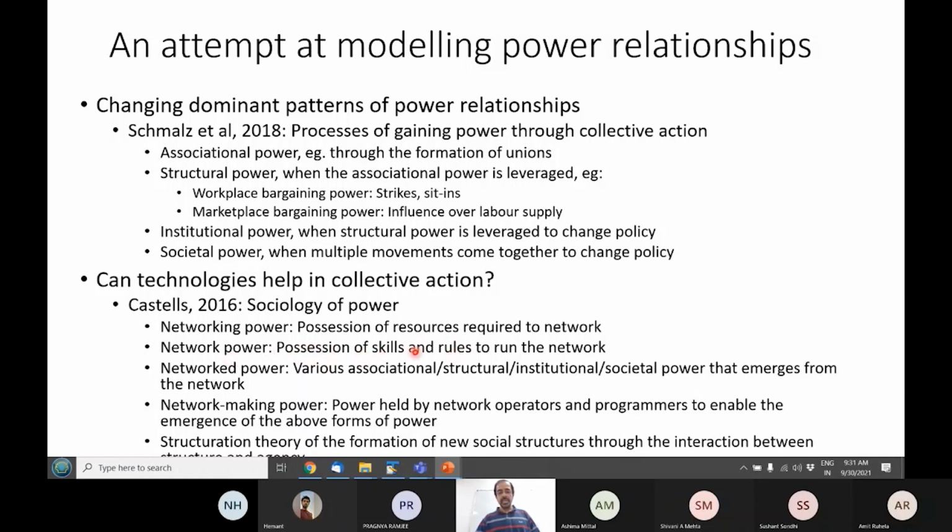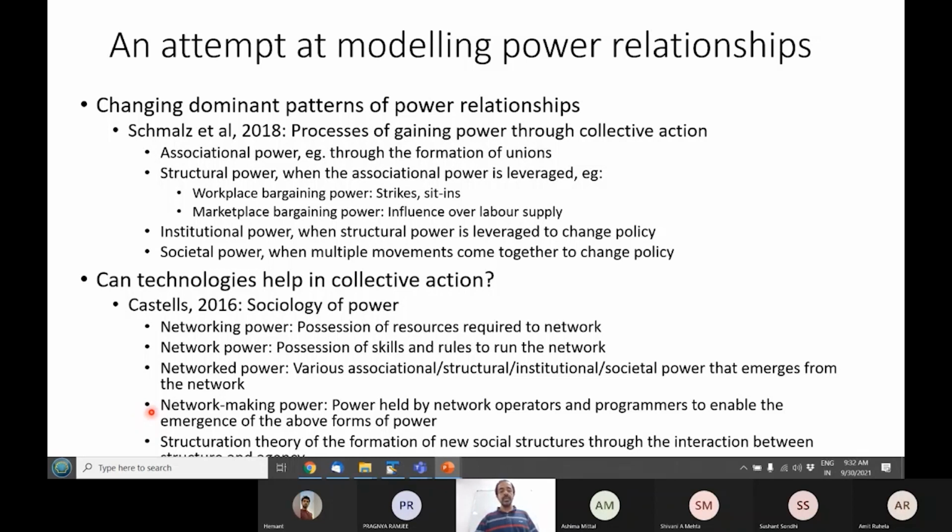Then once you do that, you should be able to run the network itself. If you're running a social media group or something, then you need skills to do that. Once that happens, then there is networked power which emerges, that the network will then be able to apply itself, just like over here, at the associational, structural, institutional power that might emerge. And then these networks themselves also operate on certain rules. The internet itself operates on certain principles of decentralization and anonymity. But if this structure itself is changed, then it will impact everything.